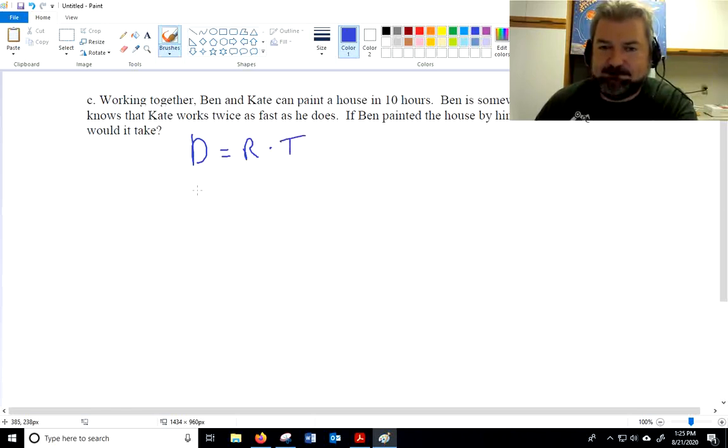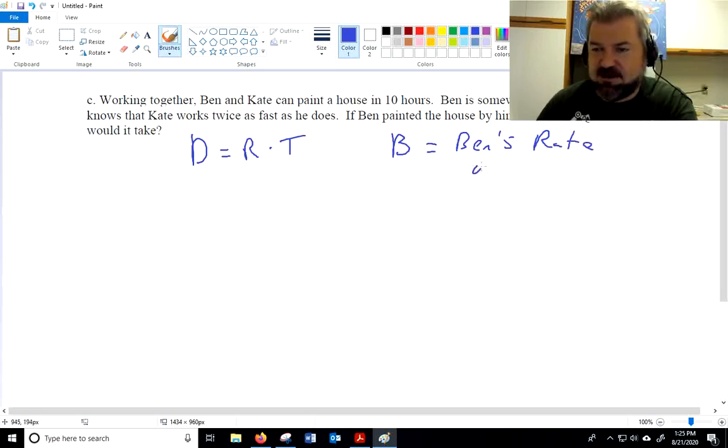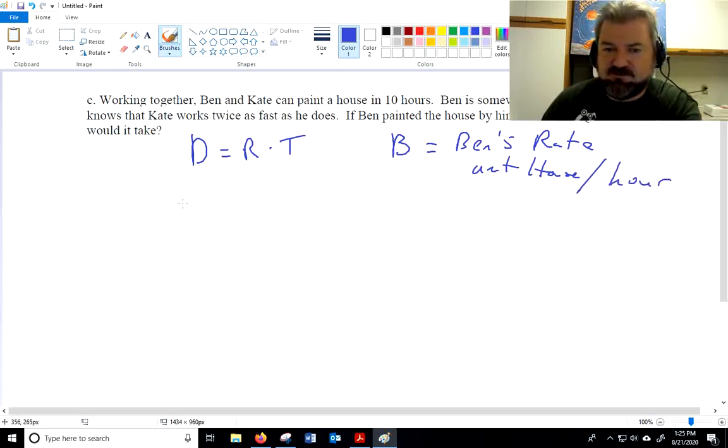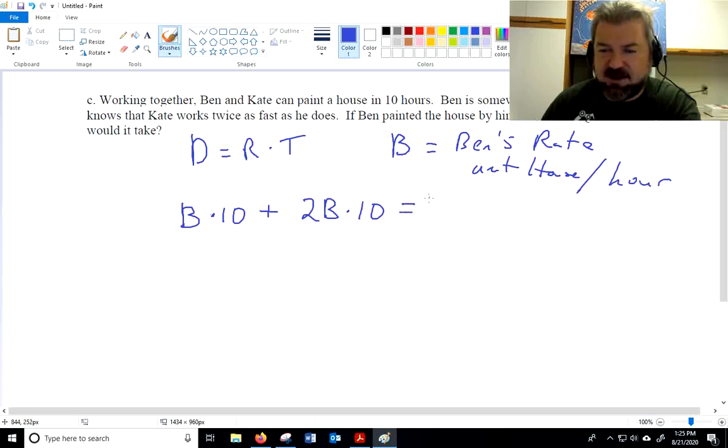So Ben's rate, which I'm going to say B, is equal to Ben's rate, okay? That's the amount of house per hour. Make sense? So you take the amount of houses that Ben can paint per hour and you multiply that by 10, and boom, you've got the amount of house that Ben painted over the course of 10 hours. Now, what about Kate's rate? Well, her rate is twice as fast. So twice Ben's, also times 10 hours, and combined that gives them one house.